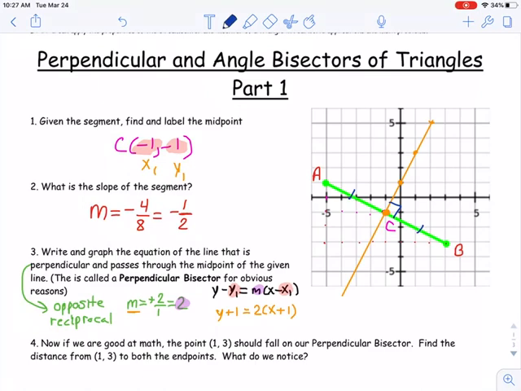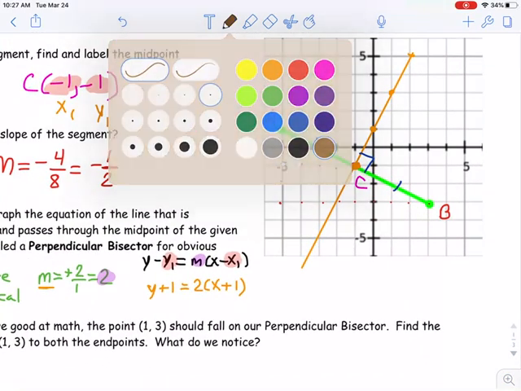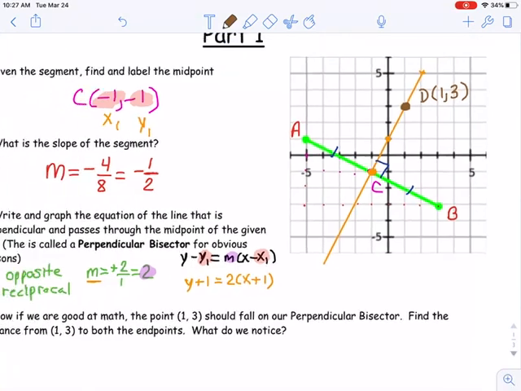Now, if we are good at math, the point (1, 3) should fall on our perpendicular bisector. All right, so we are good at math. Why? I said this point should fall on it. It did. That's the point (1, 3). We'll call it D (1, 3).